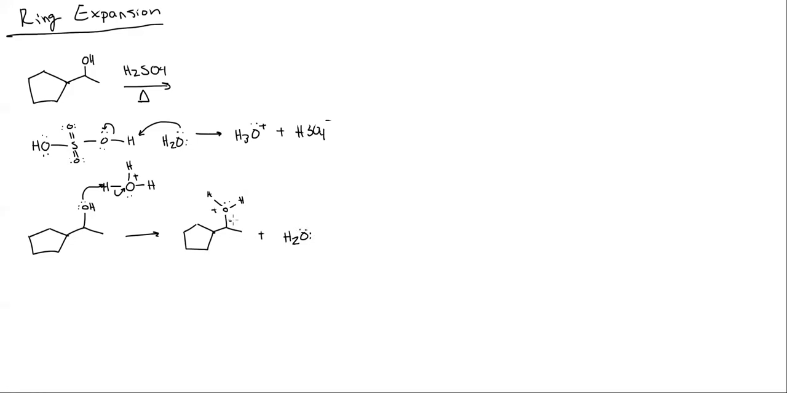So now this follows E1 mechanisms. This is going to leave to form a carbocation. So that means our carbocation is here. Then we also get water, right?